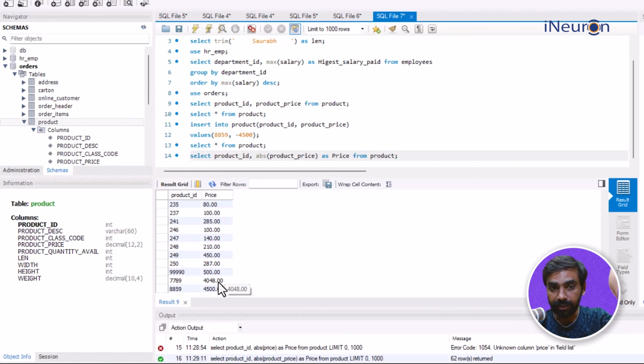Now, if there are 10,000 rows and you don't want to check every row to see whether the entry is correct, you can use a function like this to ensure that the positive value, or the absolute value, or the magnitude of that particular number is reflected.